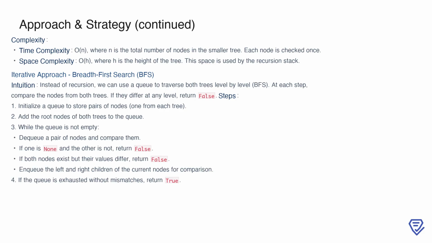This continues until the queue is empty, and if no mismatches are found, we conclude that the trees are the same. This method avoids recursion but requires managing the queue to track nodes at each level.